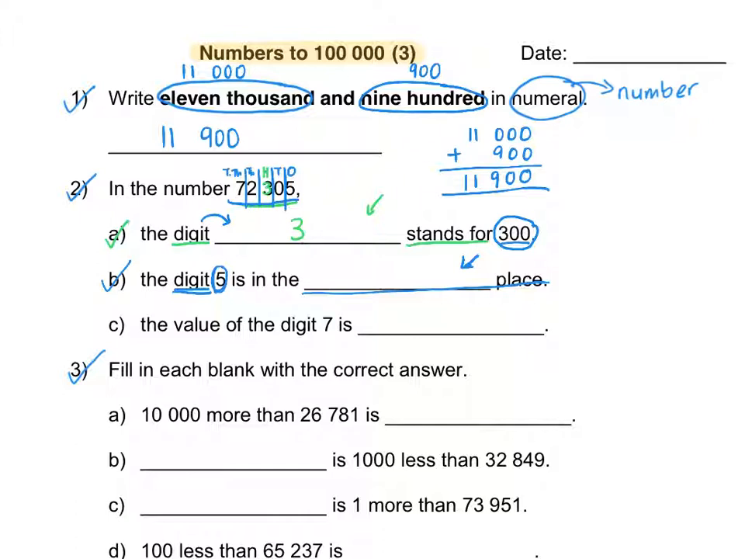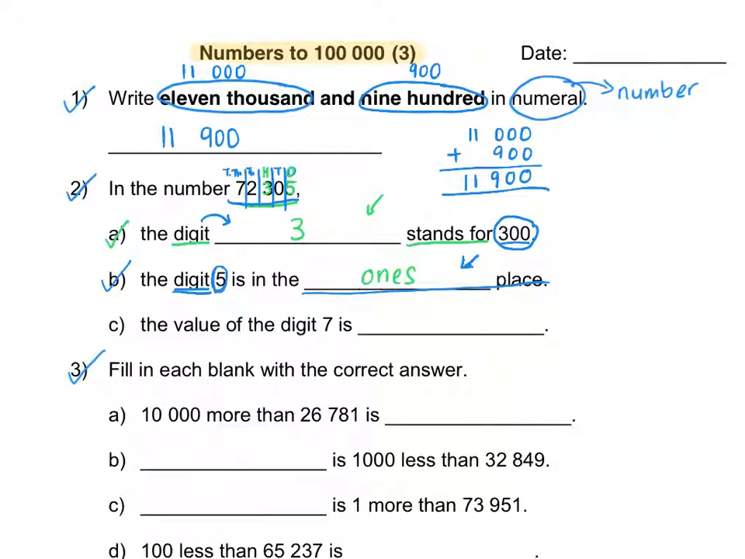So let's look very closely at the digit 5 on the number. It is here. And which place value is this digit 5 in? It is in the ones place. So your answer for part B should be ones. The digit 5 is in the ones place.